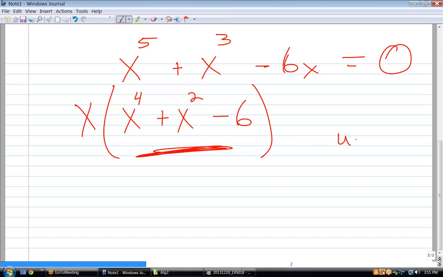Okay, so u equals what? u would equal, oh gosh, x squared. So how can I rewrite this as a quadratic in u? Yeah, so then you could do u squared plus u minus 6. Okay. Factor that.